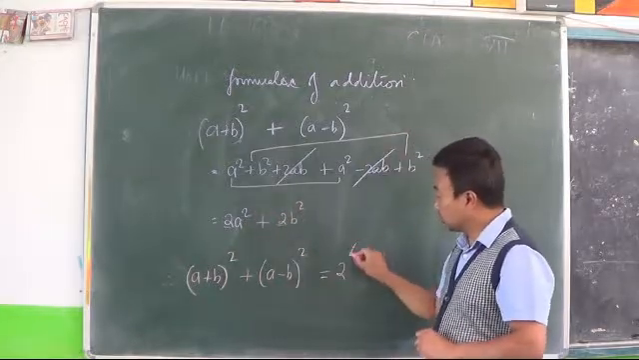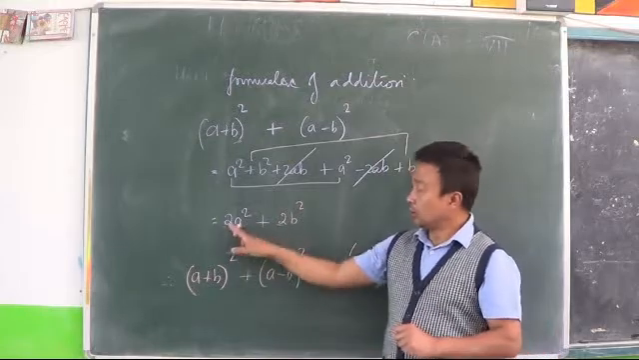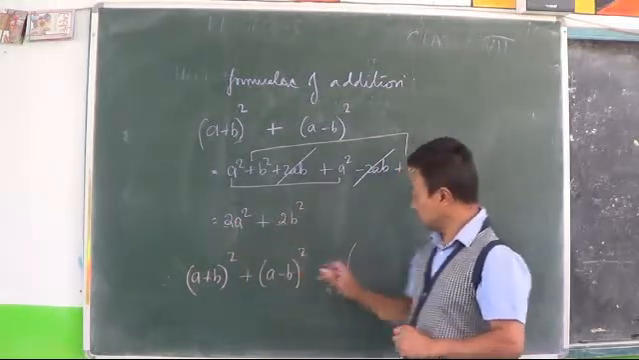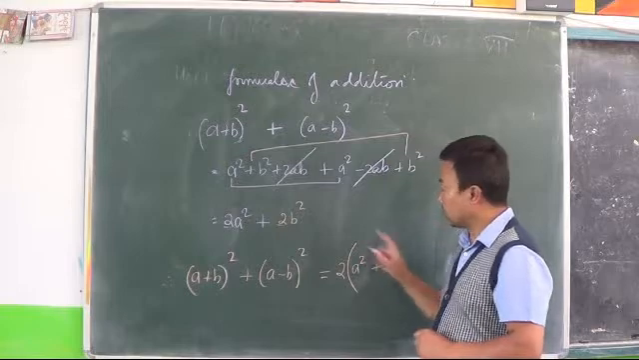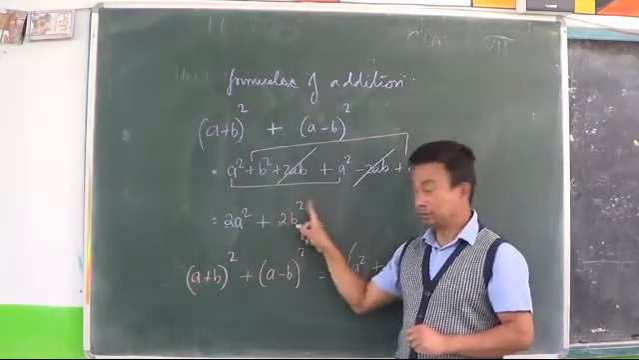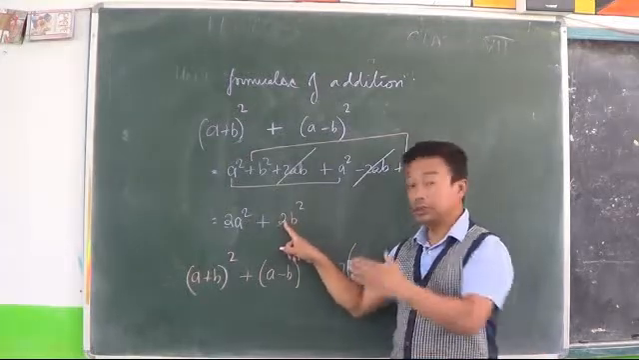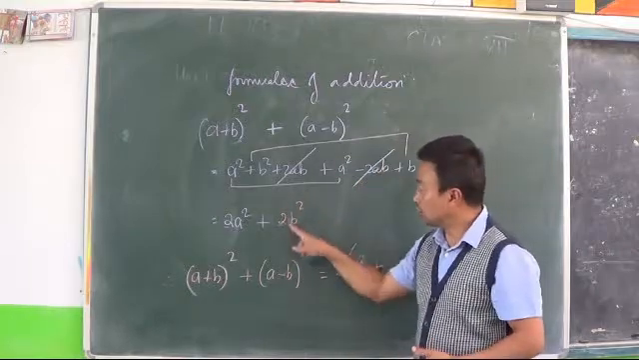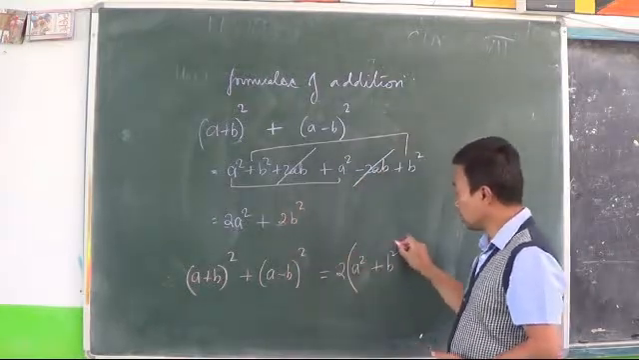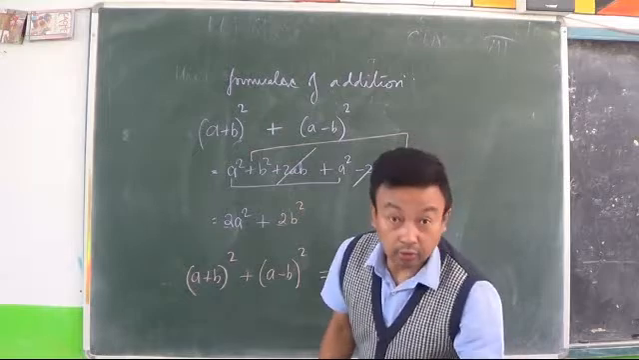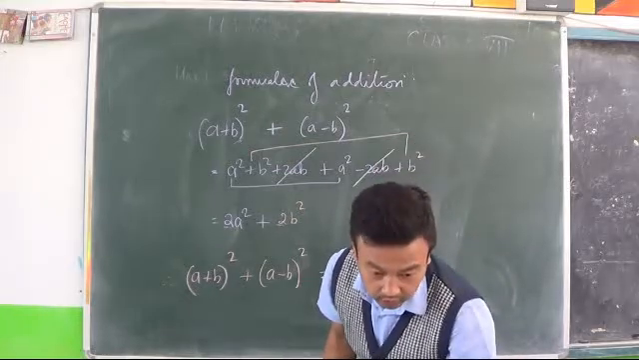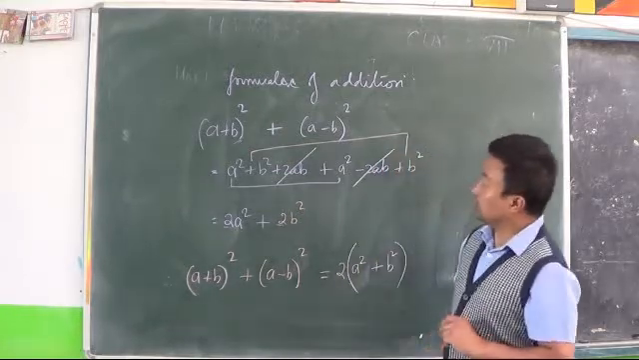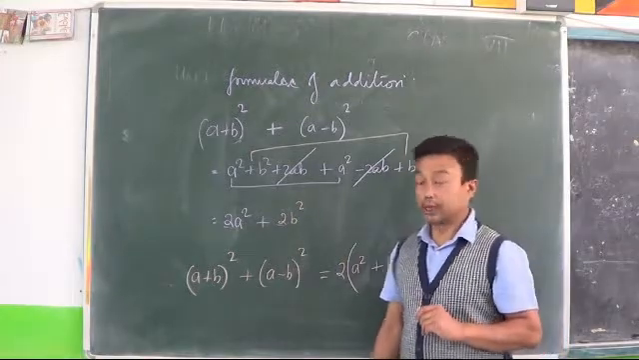So let us take that 2 common. When 2 is taken out, what is left inside? a square. From here, 2b square, 2 is multiplied. When 2 is taken out as common, what is left inside? b square. So this is called the formula of addition. Now similarly, we also come to the formula of subtraction.